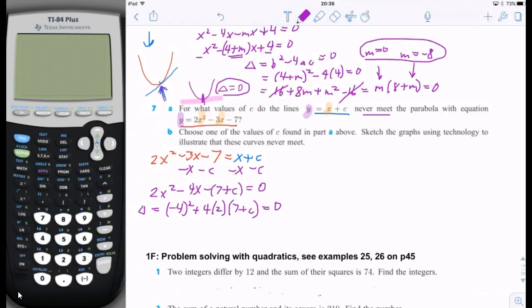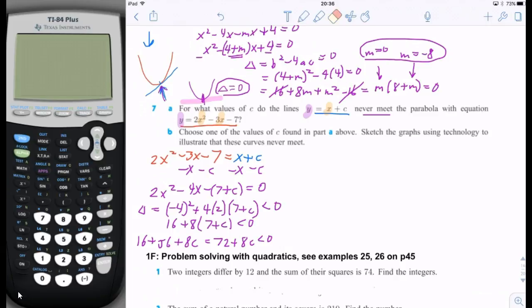And then we're going to say, okay, what value of c, oh, I'm sorry, we want it to be less than 0, not equal to 0, because we want it to never intersect. So we're going to put here 16 plus 8 times 7 plus c is less than 0. We're going to multiply the 8 out, so we're going to get 16 plus 56 plus 8c, which is equal to 72 plus 8c is less than 0.